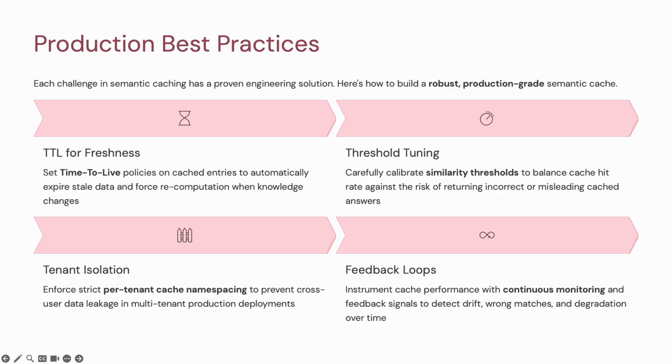And the next issue is privacy. In a multi-tenant system, the cache must enforce strict isolation so that one user's sensitive information is not leaked to other users. So this means we can introduce tenant-aware keys, namespaces, and access controls.